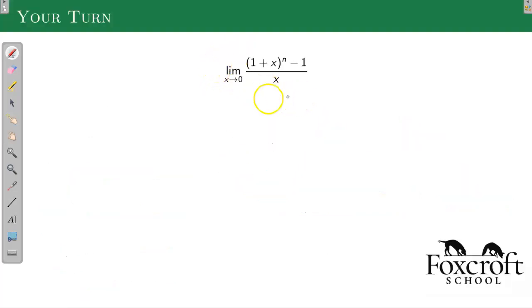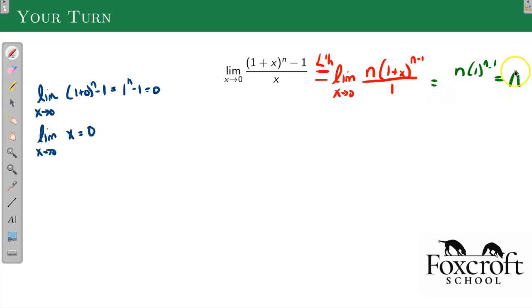Alright, so here's one for you to try on your own. Kind of tricky AP type thing with this n up there, but n is just a number. Alright, replace it with a number and try it, see what you get. I'll show you the answer in 3, 2, 1. And the final answer you get is n, which is interesting.